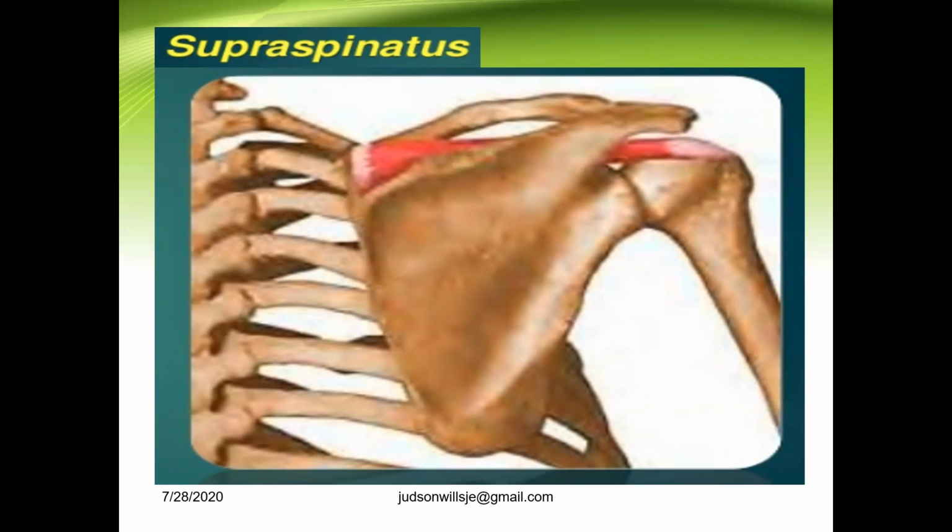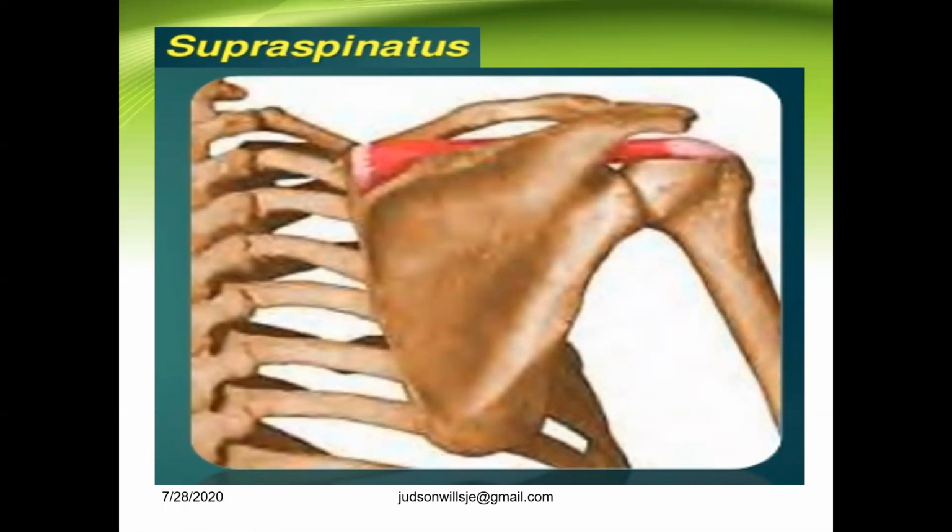First we discuss supraspinatus. Here you can see this is the supraspinatus. This red portion is called the supraspinatus, which arises from the supraspinatus fossa of the scapula, and it fits into the superior facet of the greater tubercle of the humerus.